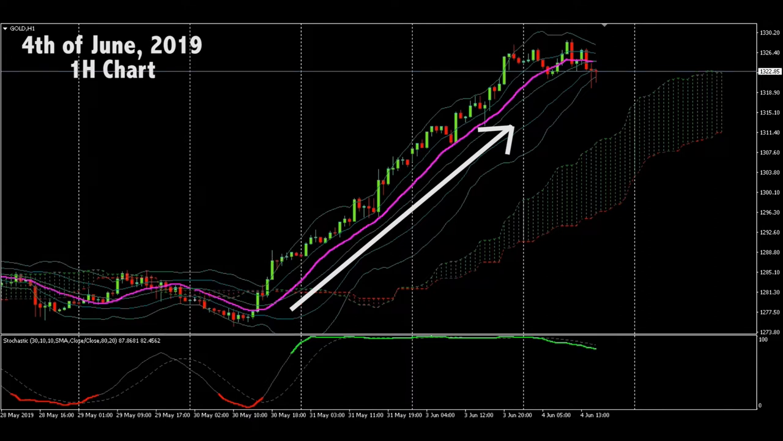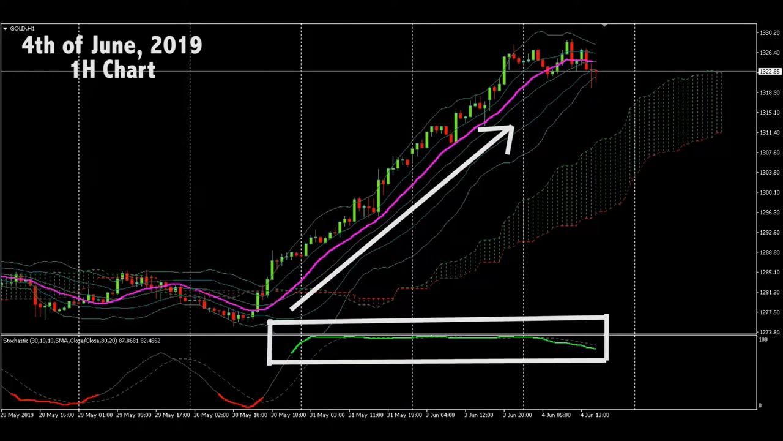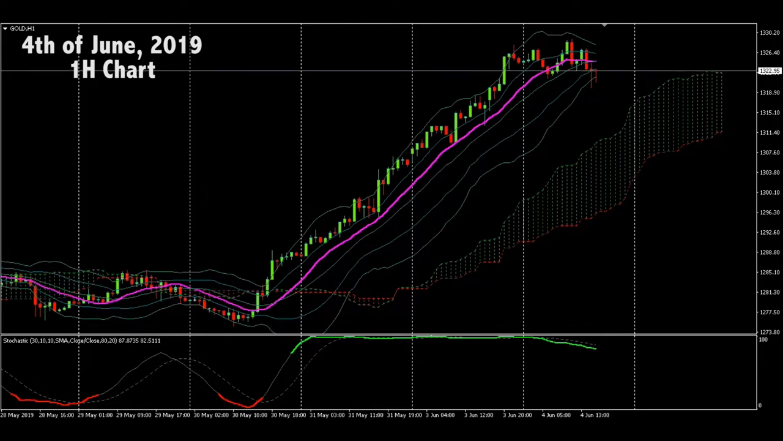The stochastics shows it's been overbought since May 30th, showing green, meaning above 70% since then. So I can see that this indicator is not working in this parameter setting. But look what's happening today. The environment changed, right? Obviously.